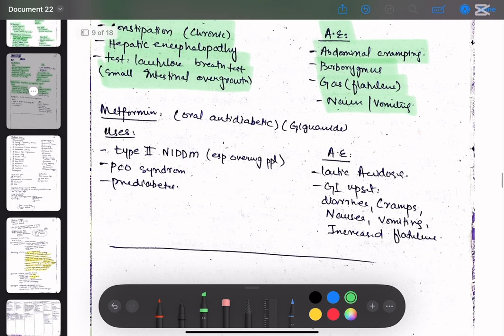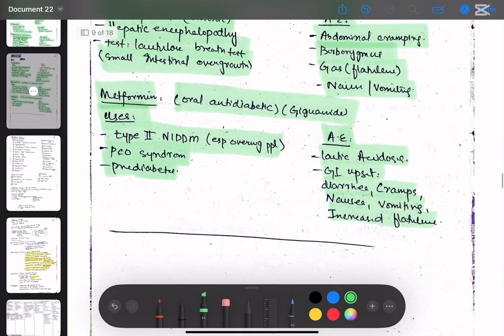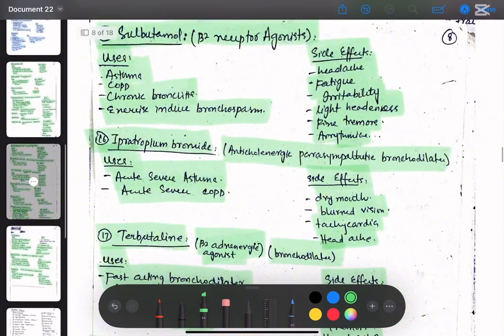Then we are having metformin, which is an oral anti-diabetic, and the uses are type 2 diabetes, PCOS, and pre-diabetes. Adverse effects are lactic acidosis and GI upset, diarrhea, cramps, nausea, vomiting, and increased flatulence. Okay, so these were the most important drugs. Let's revise.